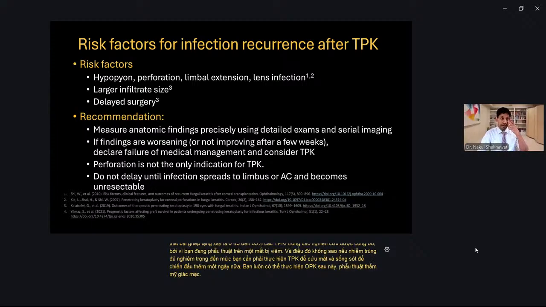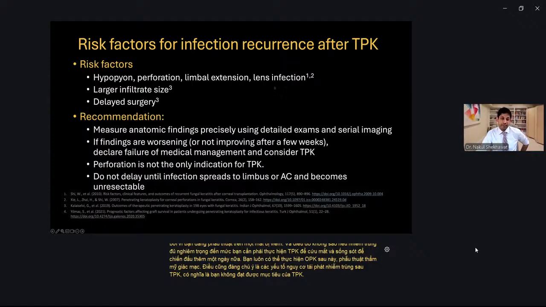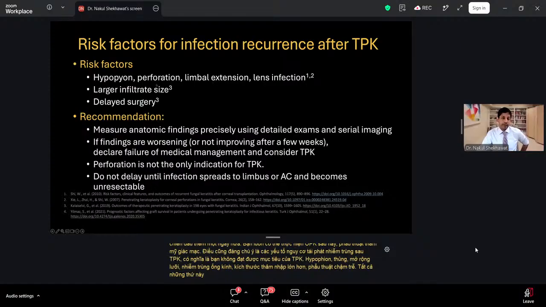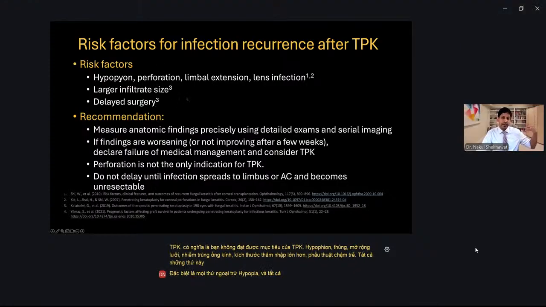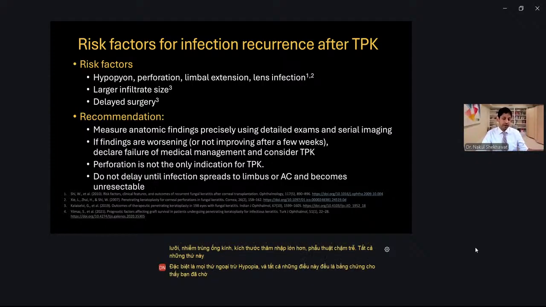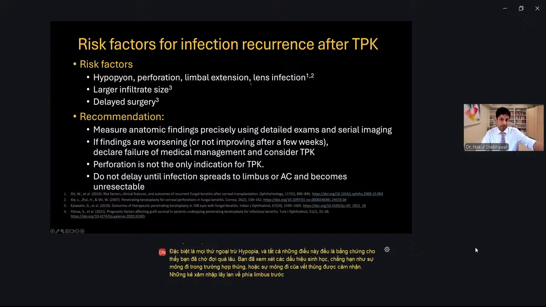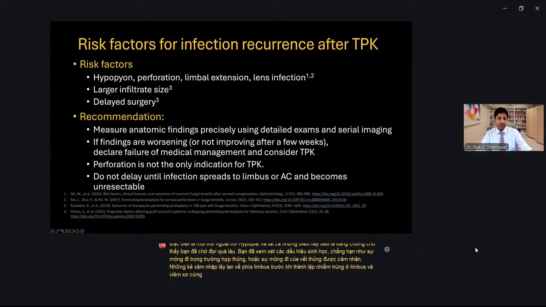What's also notable are risk factors for infection recurrence after TPK, meaning you fail to achieve your goal of TPK. Hypopyon, perforation, limbal extension, lens infection, larger infiltrate size, delayed surgery. So all of these, especially everything but hypopyon, are evidence that you waited too long. You looked at the biomarkers, like thinning in the case of perforation. Thinning precedes perforation. Infiltrate spread toward the limbus precedes establishment of infection at the limbus and scleritis. Endothelial plaque precedes lens infection. Infiltrate size can be tracked over time. And then if you delay surgery on top of all these risk factors, that is a risk factor for having such a bad infection that you're not able to resect it.